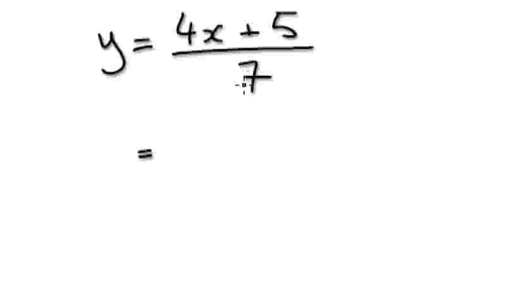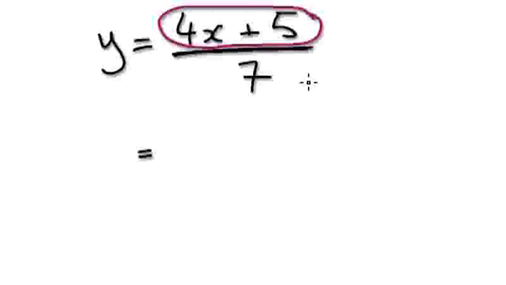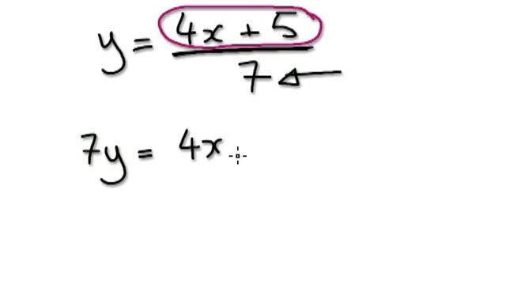Because of this long line here, it's saying everything above it. So this whole thing here is stuck in the bubble. Let's kill off this 7 first, and then we would deal with the bubble afterwards. So inside your mind, times both sides by 7. So this would be this, and then you're just going to be left with the bubble.